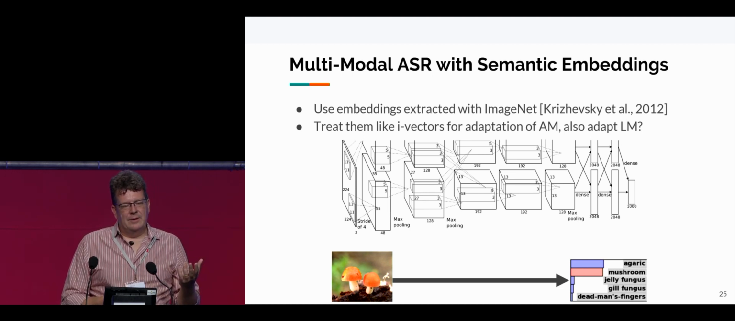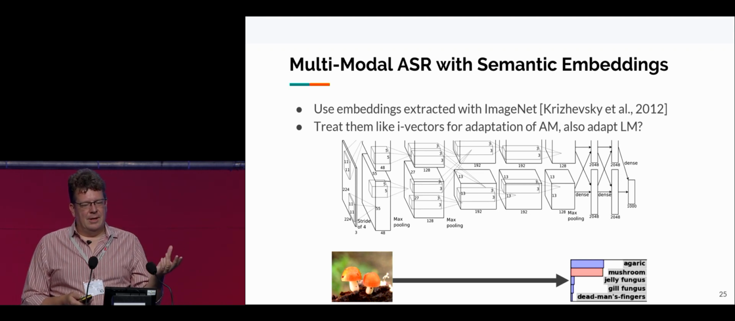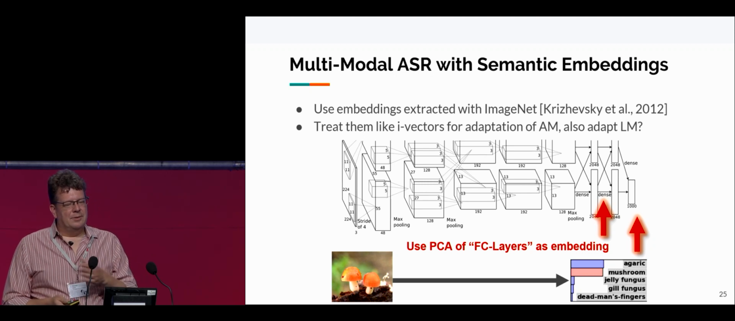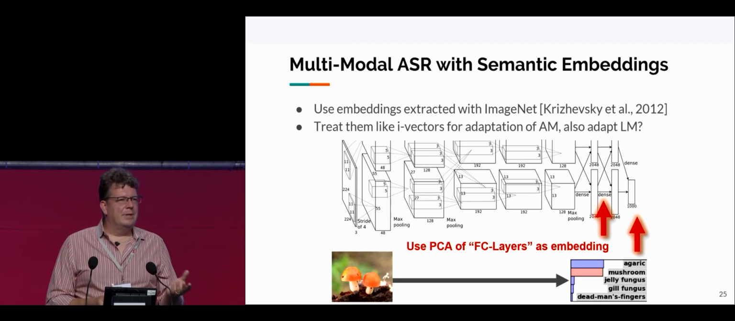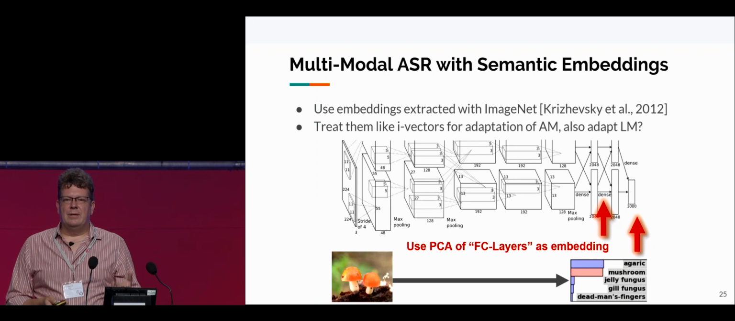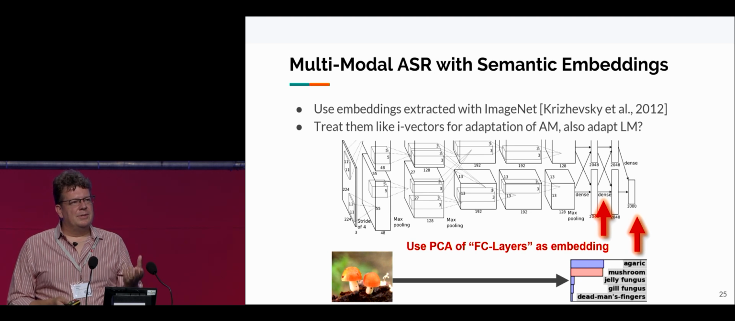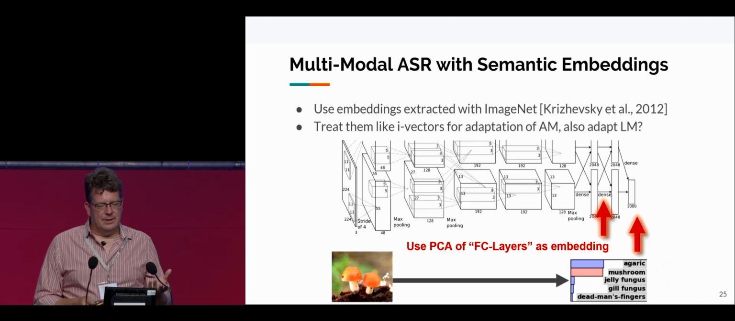If we have videos, we can extract images from those videos and use techniques like ImageNet. If I have a video where, for example, I see a mushroom, I can create an output that says mushroom at the output layer, but at the same time, I can take the penultimate layer, the fully connected layer, compute the PCA on this, and treat this as an embedding, a semantic compact representation of the contents of the images. And if the content of this image is related to the content of the spoken channel, I can probably use this to adapt the speech recognizer much as I can use an I-vector.